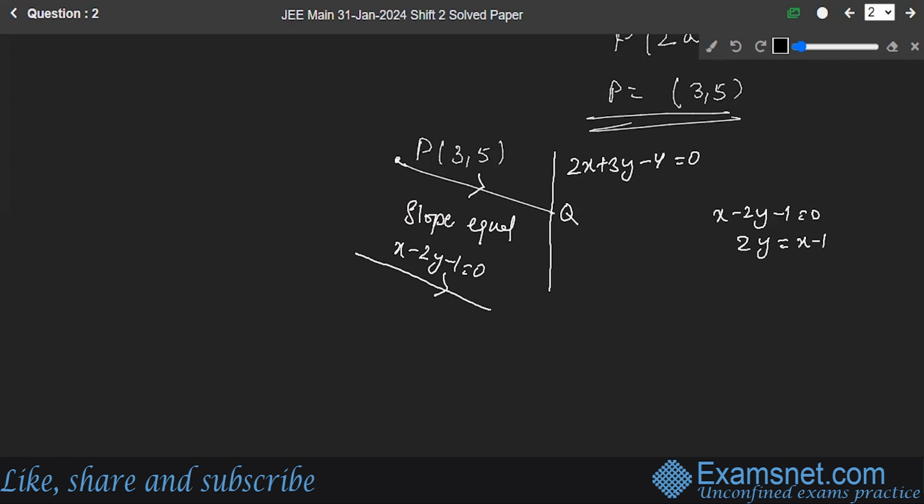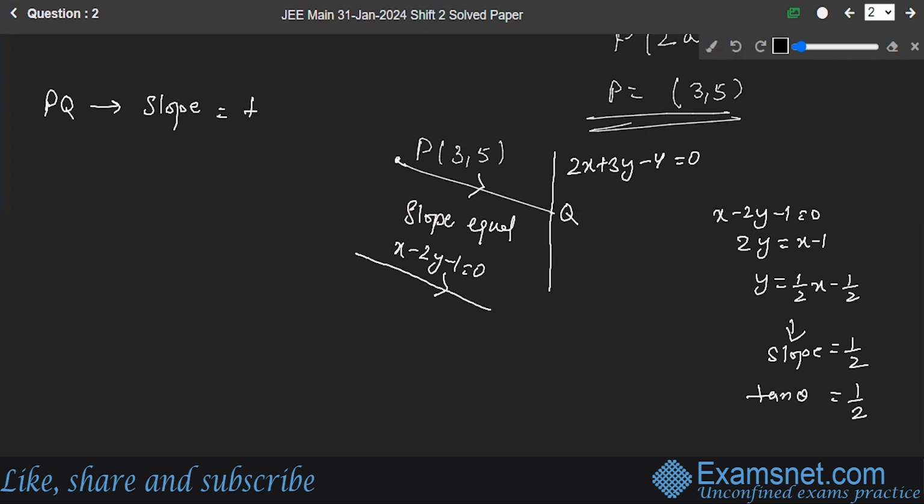2y is equal to x minus 1. This is equal to this. So your slope is equal to 1 by 2. That gives you tangent theta is equal to 1 by 2. So for this line PQ, you have slope that is equal to, you can say, tangent theta, and this is 1 by 2.